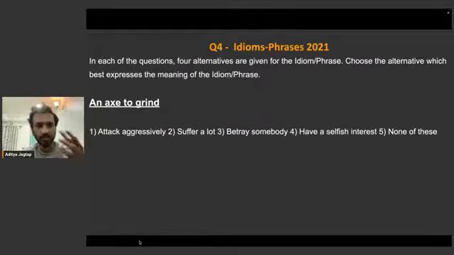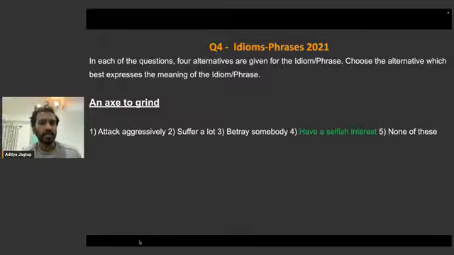Okay. So an axe to grind, if you didn't know what it means, is to have some specific selfish interest, some special interest. Like I said, I have an axe to grind about something. I have an axe to grind about someone, right? Or with someone. That would mean I have some selfish, specific interest that I want to discuss with someone. Attack aggressively is just a literal meaning. It doesn't make any sense. Suffer a lot doesn't make sense. Betray someone doesn't make sense.